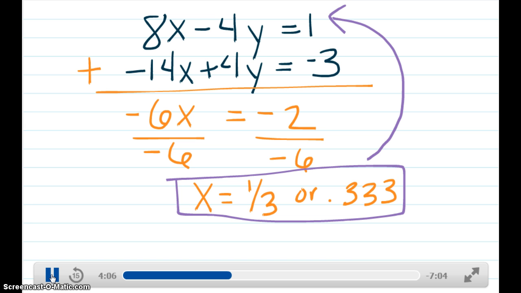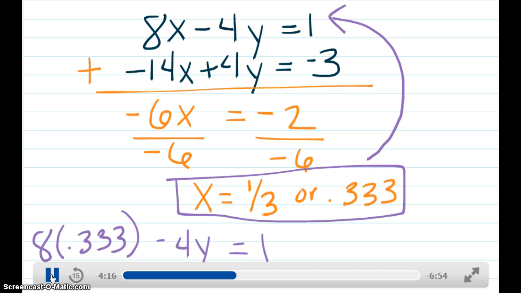So now, when I have that answer, I'm going to plug that into one of the problems. I'm going to do it in the first one again. So now I have 8 times 0.333 minus 4y equals 1. And this is where your calculator will be helpful. So when you do 8 times 0.333, you get 2.664 minus 4y equals 1.